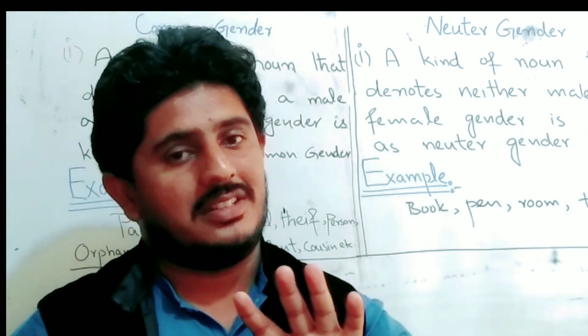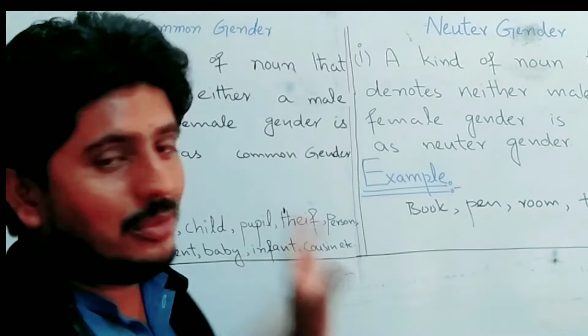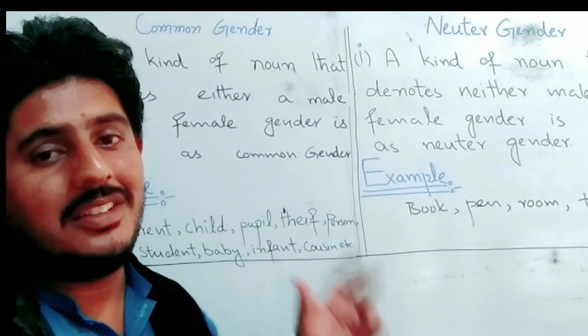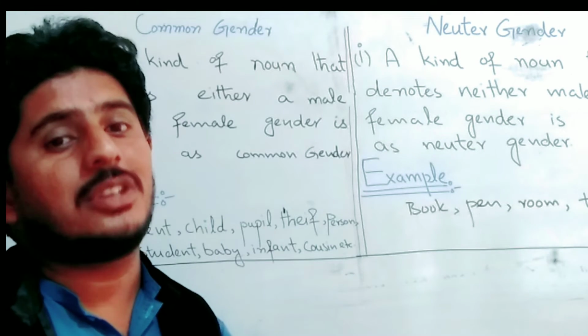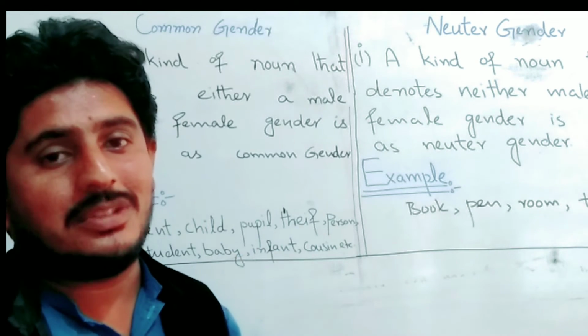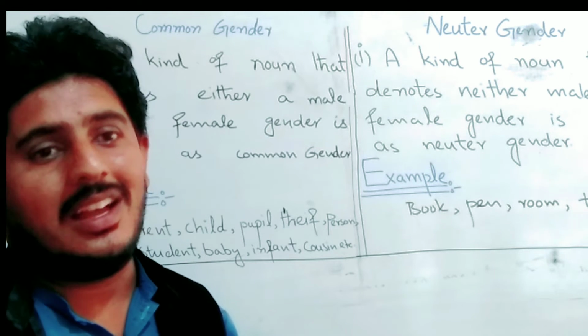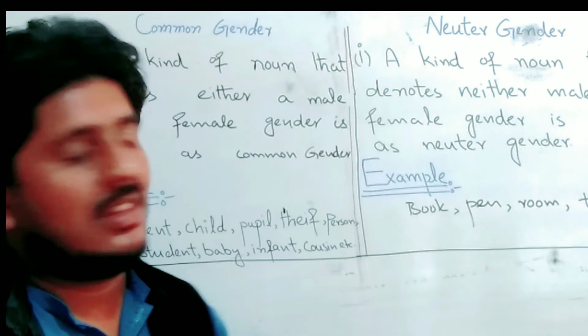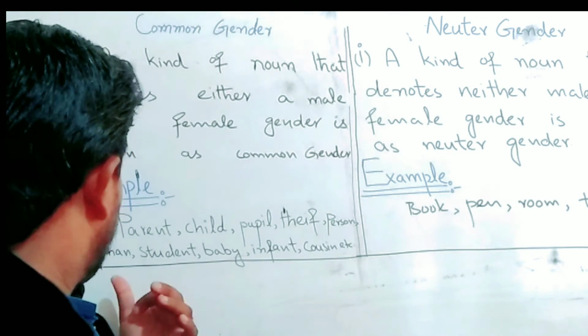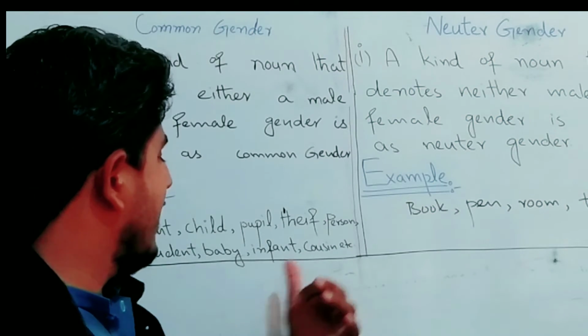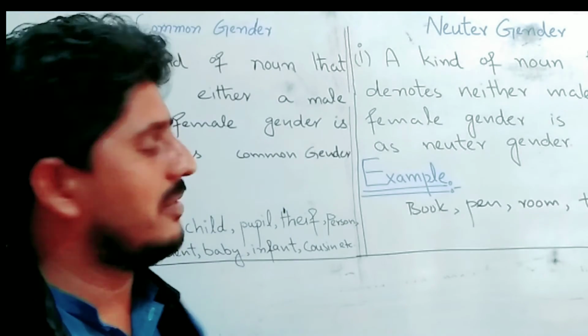This is neuter gender. When we move towards examples, the examples of common gender are also given here, such as student, people, person, parents. All these are common gender. Thief, orphan, baby, infant, cousin, etc.